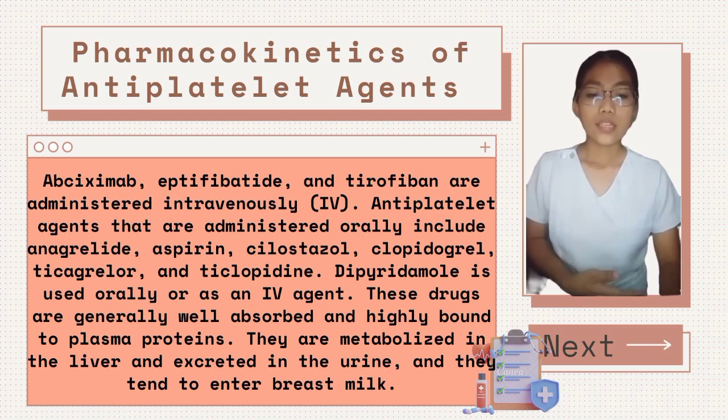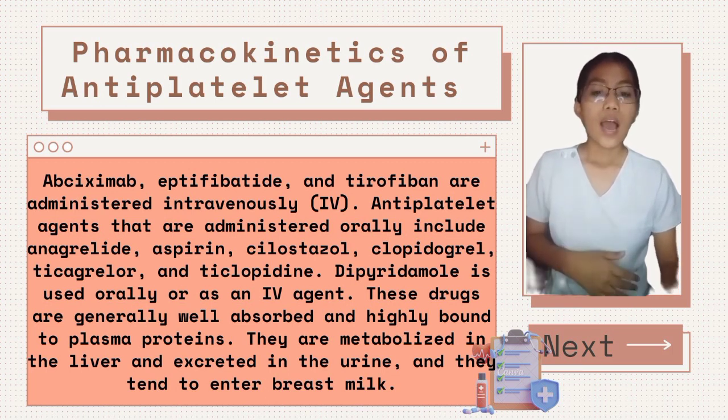So next is the ticlopidine. Up to 90% of a single oral dose of this drug is rapidly absorbed. Plasma concentrations peak 1 to 3 hours after a single oral dose of 250 mg.